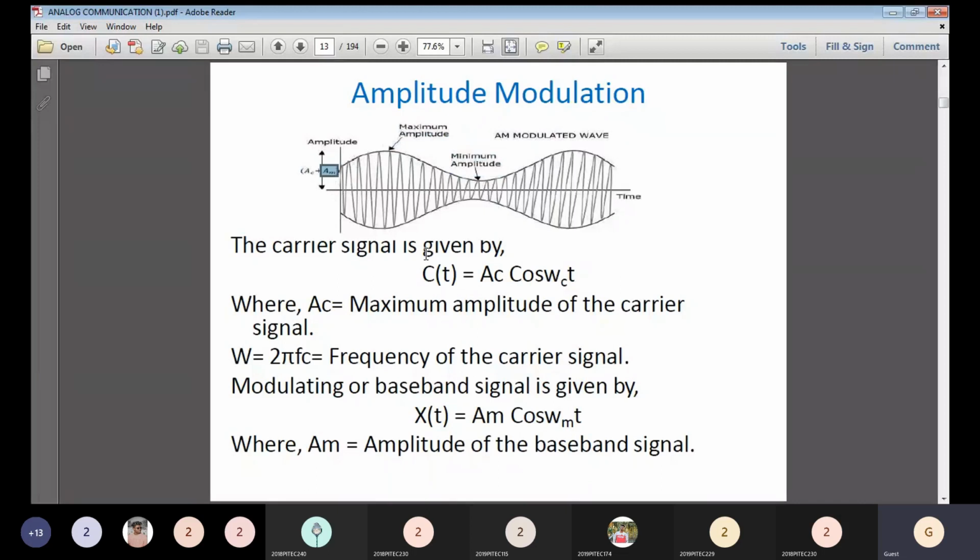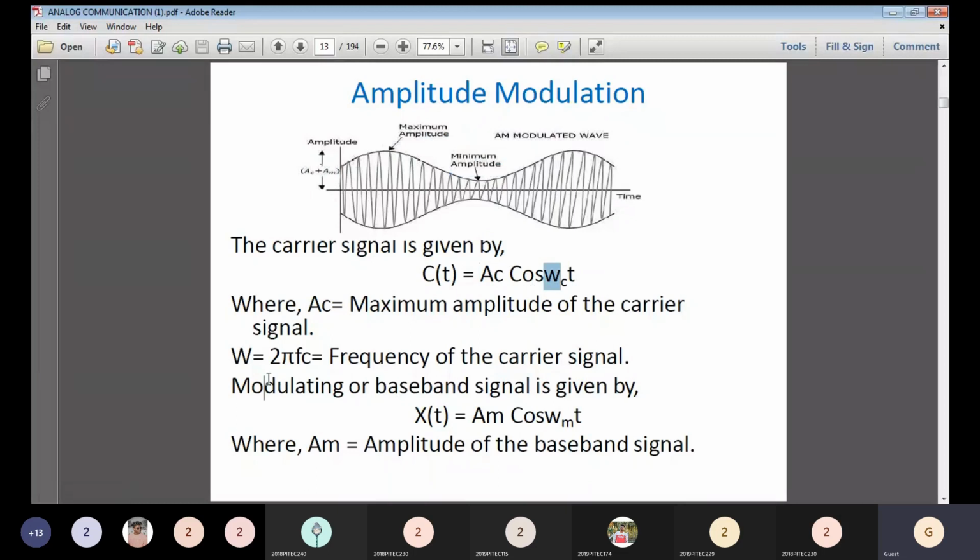Next, we are going to see the mathematical, equation representation of the amplitude modulation concept. Here the carrier signal is represented by one equation. Each and every signal is represented by three parameters: amplitude, frequency and phase. Here we are considering only two parameters, amplitude and frequency. So this is our carrier signal. AC is the amplitude of the carrier signal and omega C is the angular frequency of the carrier signal.